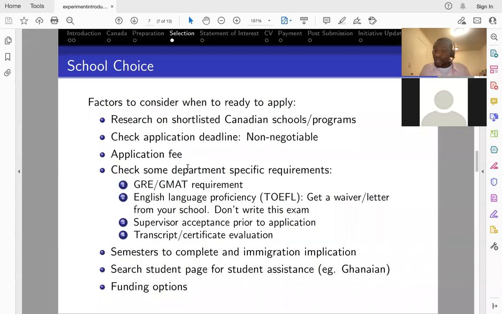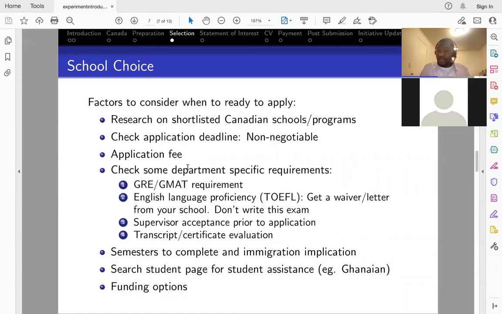Now, some of them do require you to get a supervisor before you apply. Please check this requirement. If they do, then get a supervisor. And if you don't get a supervisor, don't go waste your money. Use it to apply to another program, okay? So that's another strong point that I would like to raise here.